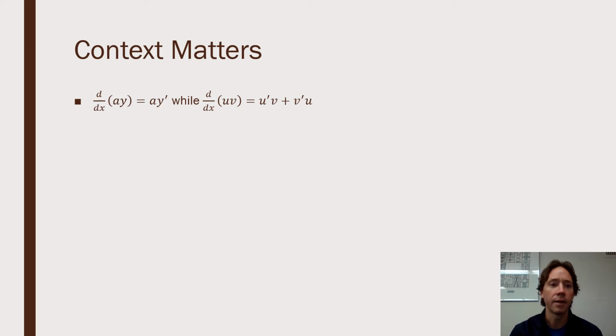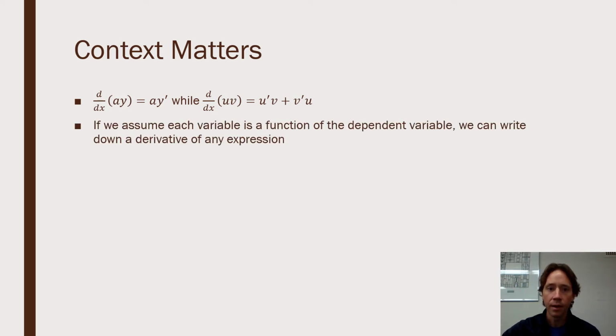So if I want to take an x derivative of the expression ay, I'll think of a as a constant and y as a function. So the derivative is just a times y prime. But if I write down the x derivative of u times v, I'll think that both u and v might be functions of x, so I'll use the product rule. If you don't know any better, you can just assume that any variable is a dependent variable, and we can write down a derivative of any expression.